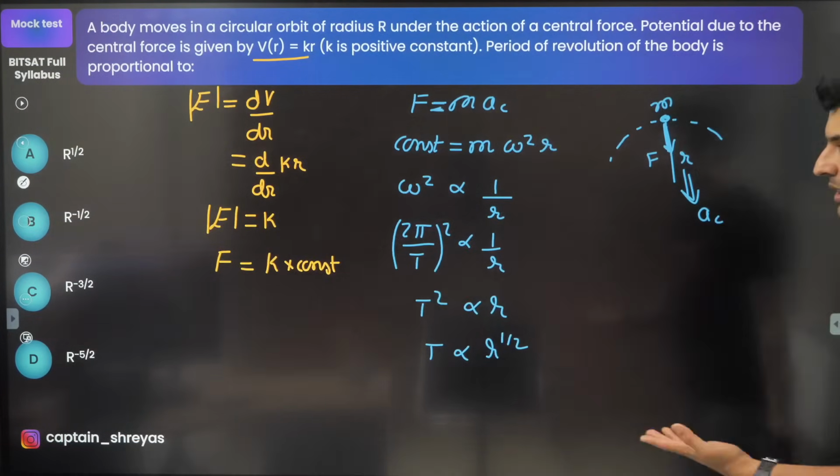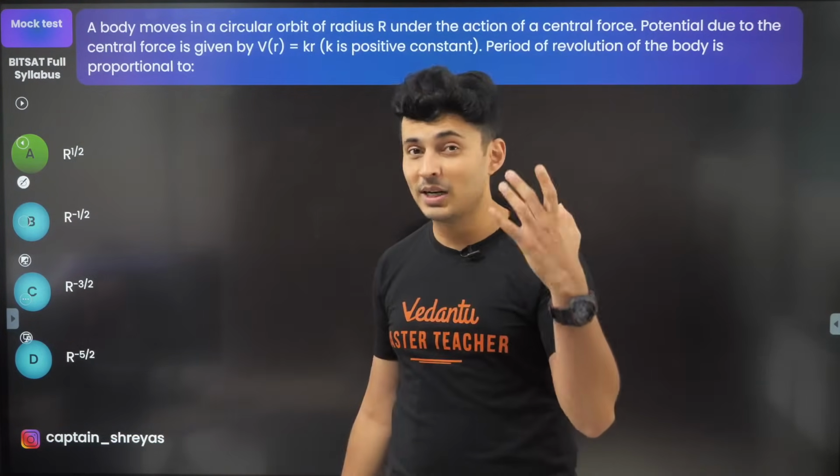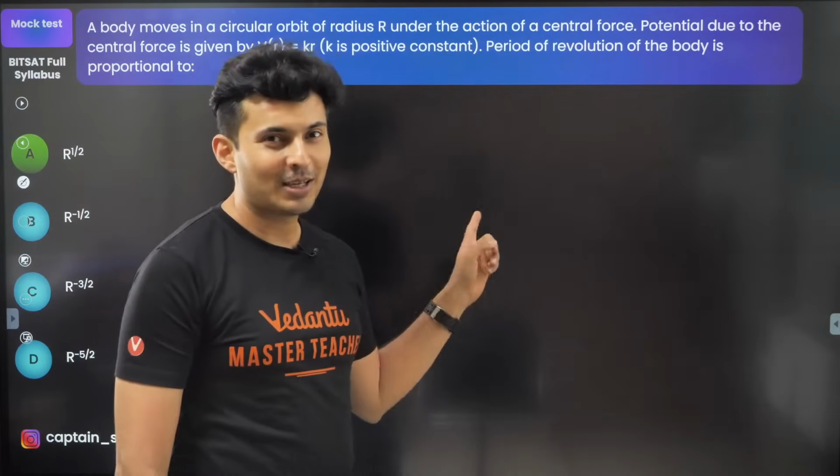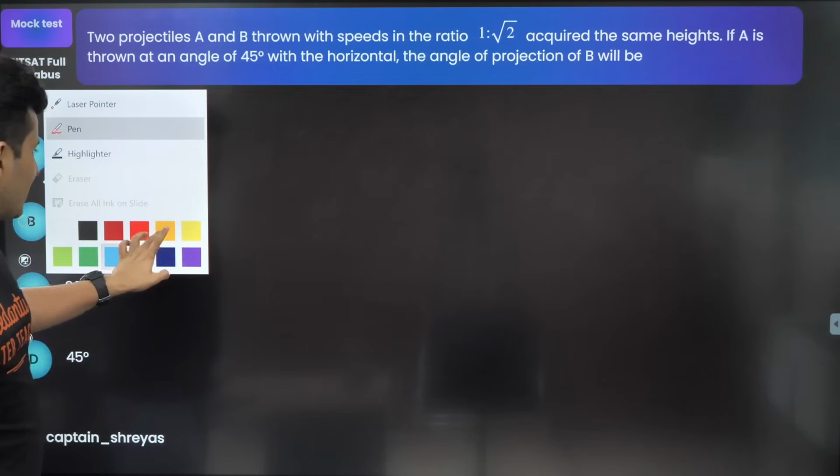Okay, so brilliant question, because usually T square was proportional to r cube. That was Kepler's laws. Here you cannot see Kepler's law being obeyed. Okay, so one more question coming up on your screen.